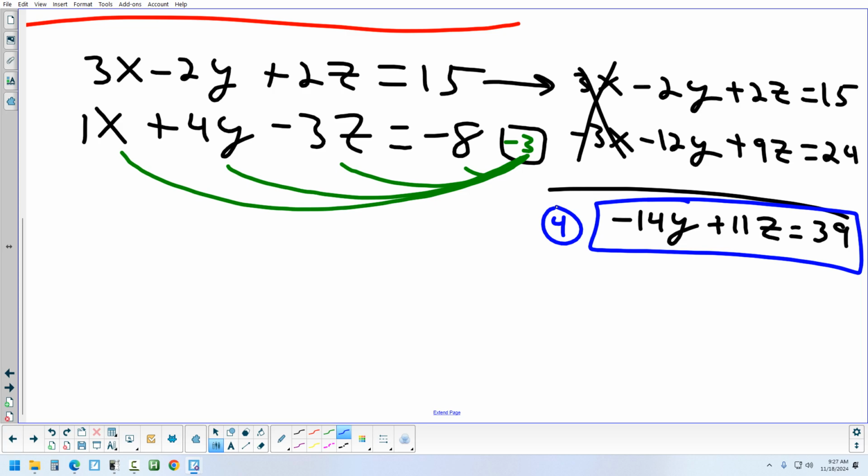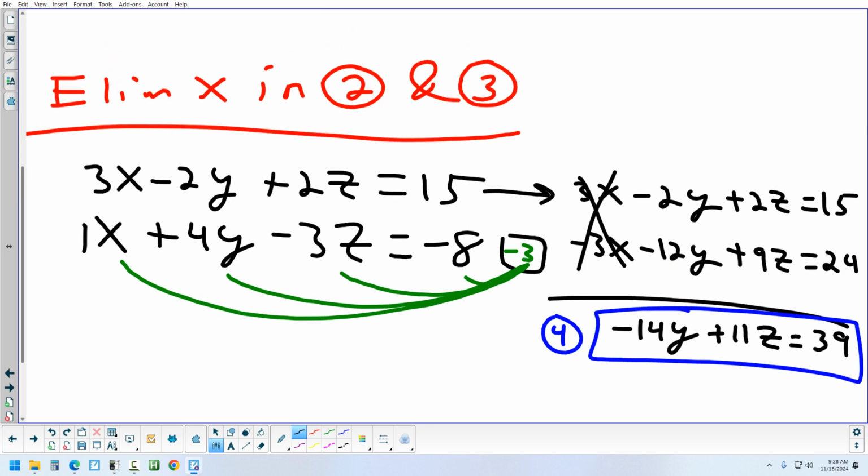Now, what I need is another new equation without an x in it. I need another equation with just a y and just a z. And that's going to help me to turn the complicated problem that has 3 letters into a simpler one with 2.